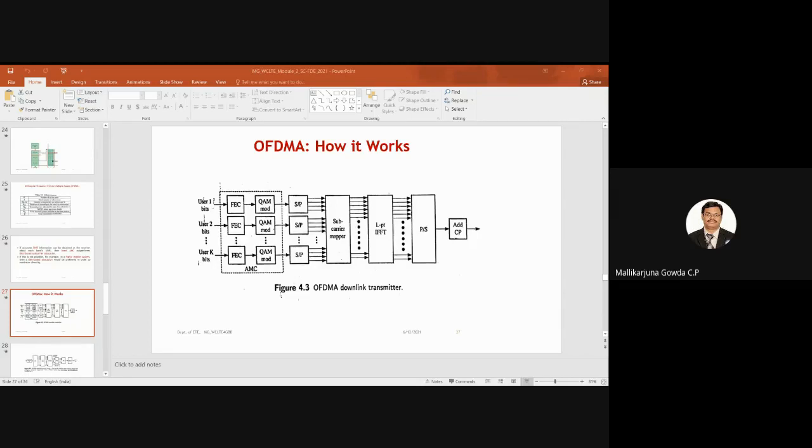So this is the downlink transmitter, that is from the base station to the user equipments. I need not stress again and again what is happening, because this has already been discussed many times. Looking at the blocks, you will be able to understand what process is happening at each stage.